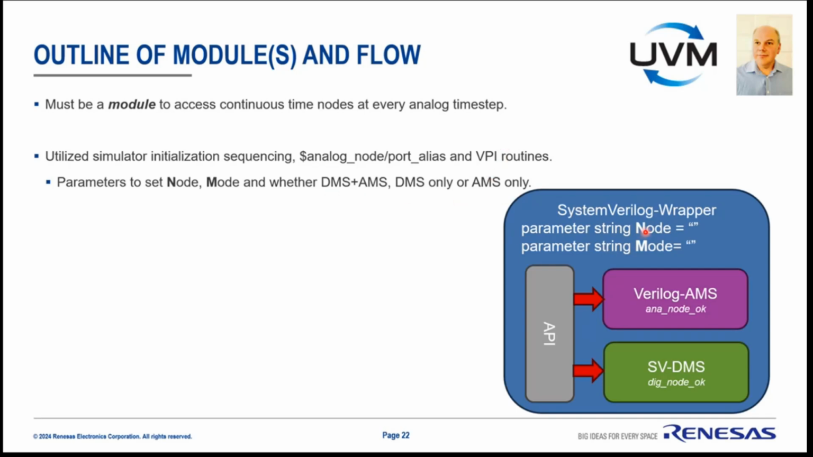So the user would set the node, so the string to the port or the net of interest. The mode would be, is it the voltage, current, or power that you're wanting? And I've added other ones to say whether this should work only in DMS or AMS only, or whether it should be there in both AMS and DMS. It could be that the net in question is in the depths below where you've written your DMS model. Therefore, you might only want to have it running when it's in AMS, just to speed things up.